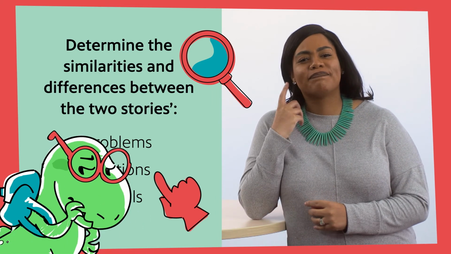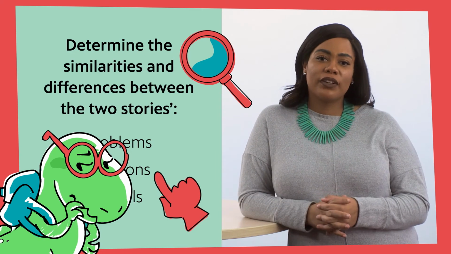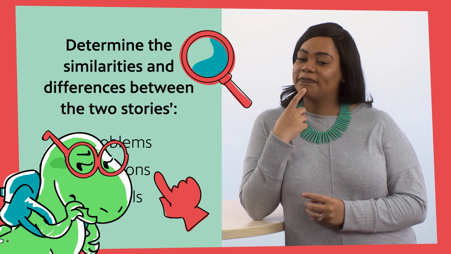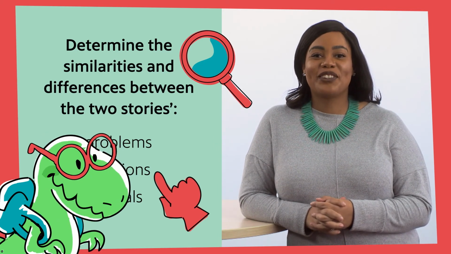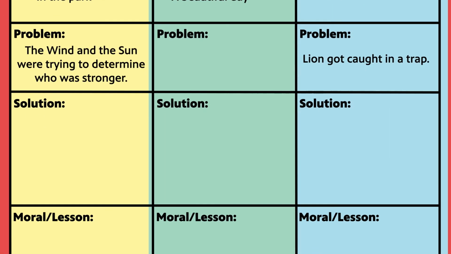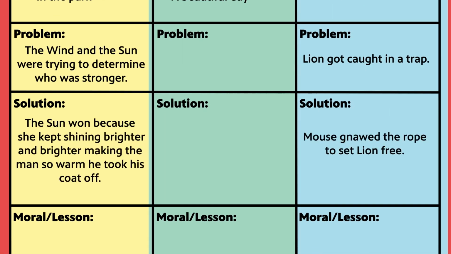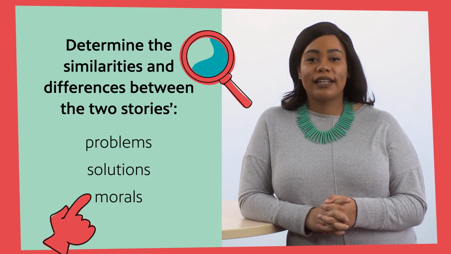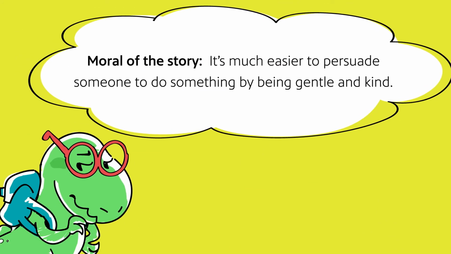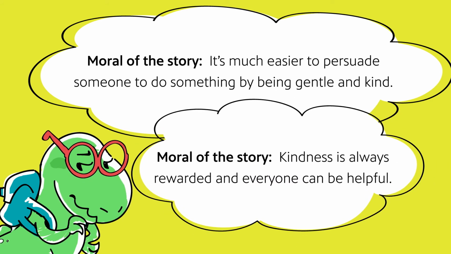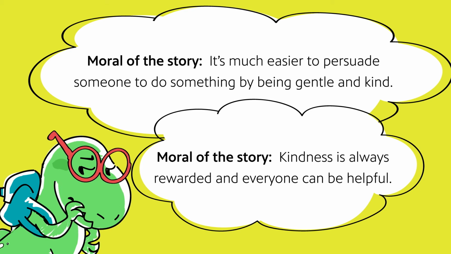Now let's think. Are these solutions similar or different? What do you think? I think you're right. These solutions are different, so we need to write them under each story title because they are not the same. The last topic to compare and contrast is the moral of each story. Think about the moral of The Wind and the Sun. Now think about the moral of The Lion and the Mouse. Do you think these morals are similar or different?